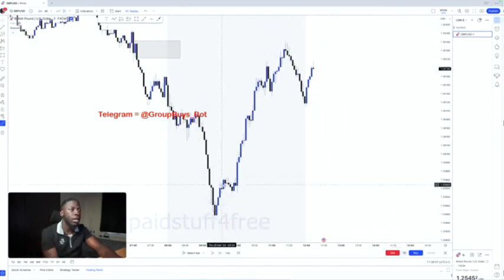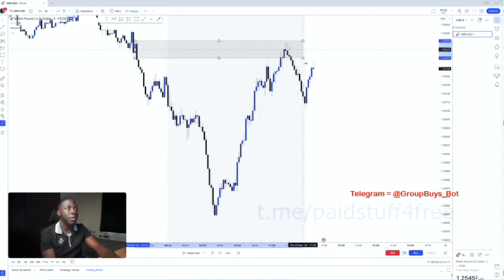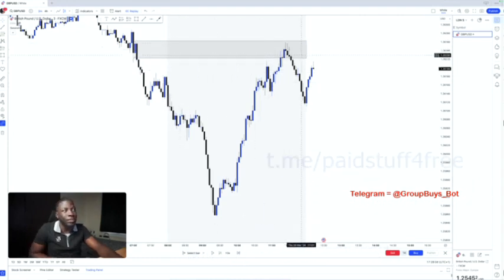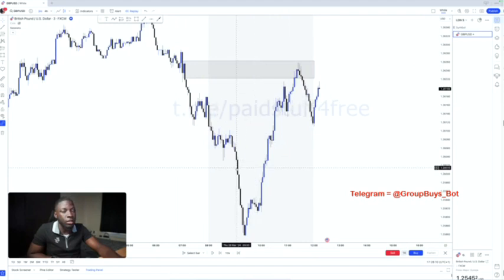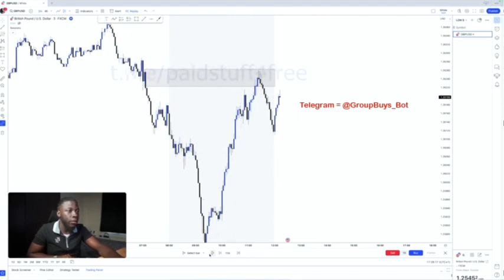Okay, so because we already had a change of character, break of structure, another break of structure, by then, for them to tap in the zone, I don't really care about it. At that point, for me, it's too late. If they're forming high highs before they get into a zone, like they formed change of character and the break of structure before they get to the zone, not taking it. It's just too late at that point.